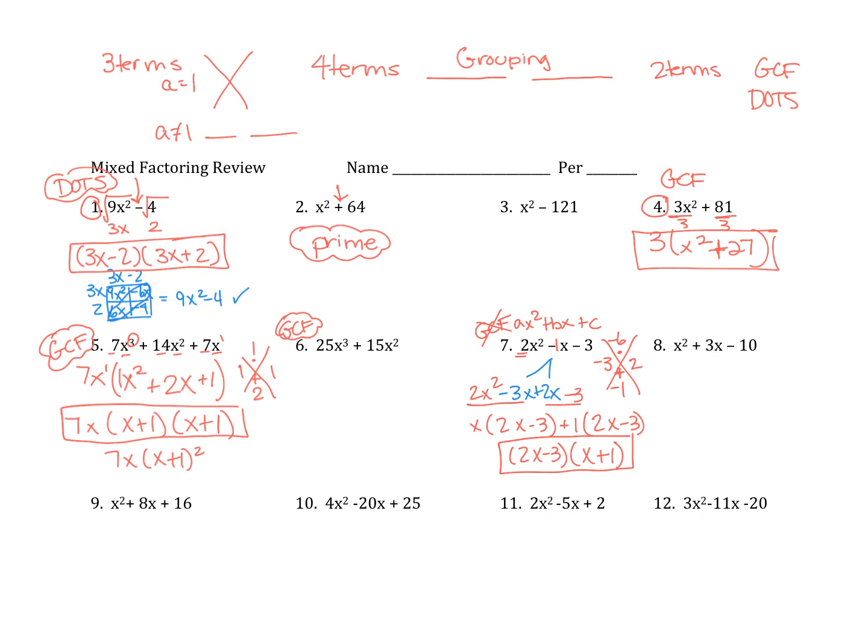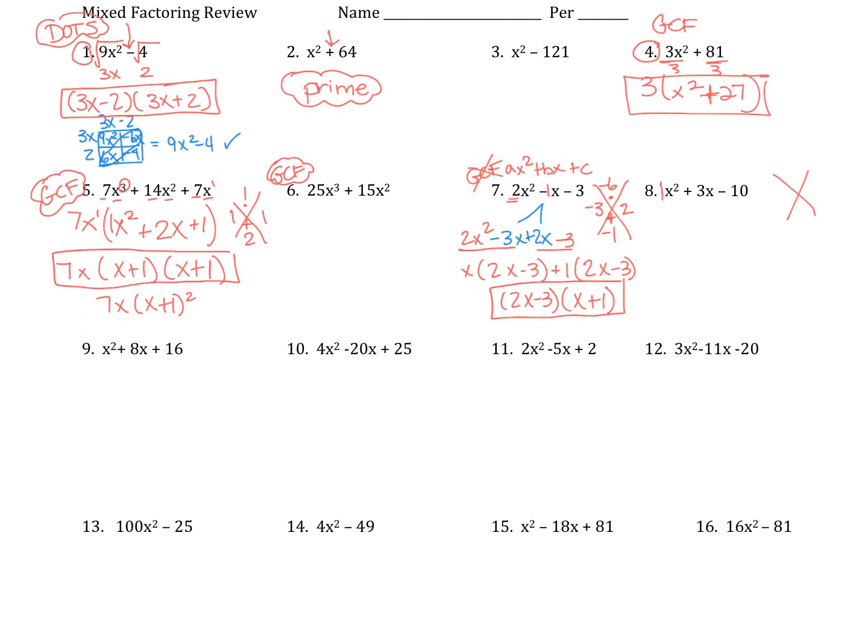Number 8 is 3 terms. Why don't you try using your diamond method? You'll notice your a is 1, so you're just going to be able to throw your side numbers in parentheses. 9 is exactly like 8, so you can give that a try.